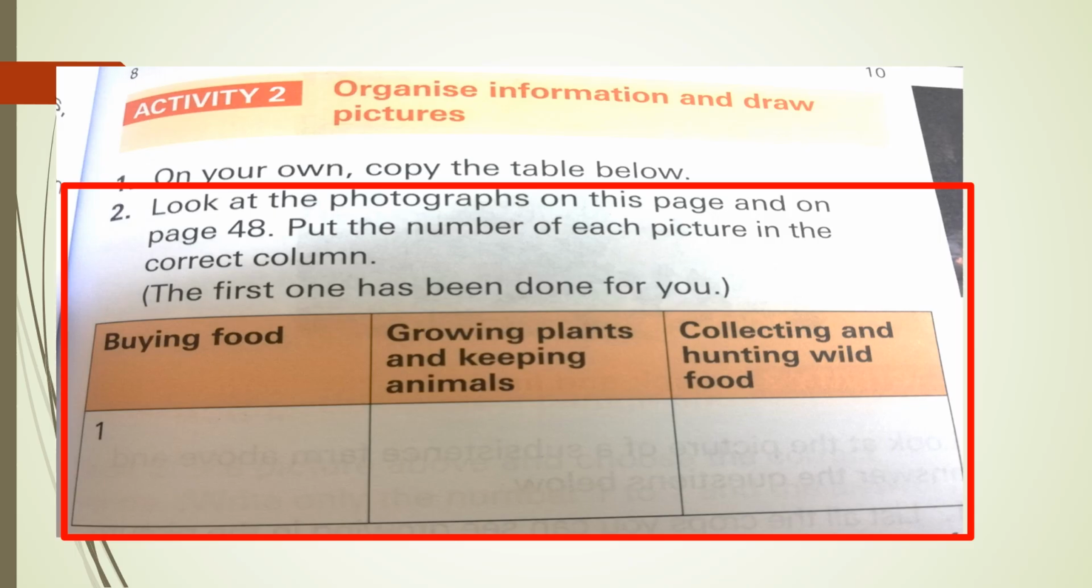So you had to draw the table just as it is in your textbook, in your book, with the titles Buying Food, Growing Plants and Keeping Animals, Collecting and Hunting Wild Food. And then you had to look at the number of each picture and put them in the correct column.